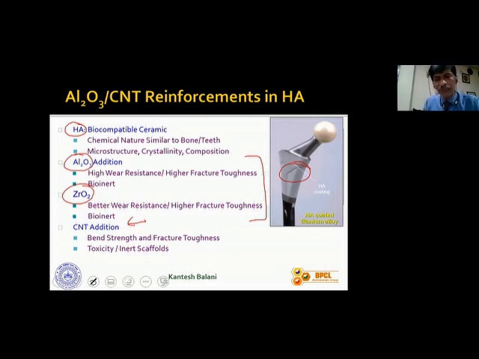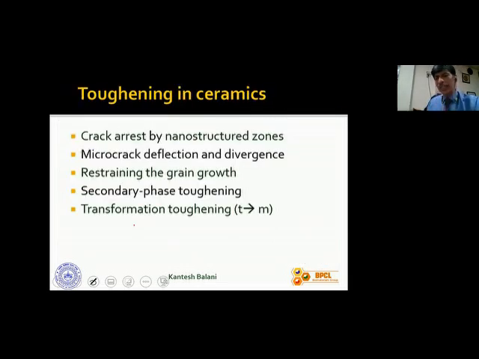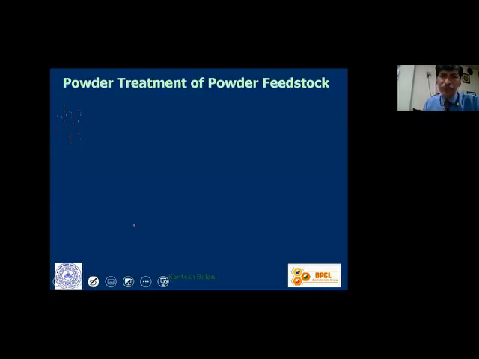And we have some evidence that shows that CNTs are not toxic if they are integrated within the matrix. We also worked on developing functionally graded material, and that part I will highlight. I will try to highlight what we have been doing for the last 10-12 years. So toughening in ceramics is pretty tricky. And typically we require a very fine grain nanostructure, secondary phase and transformation toughening to impart toughening to ceramics.